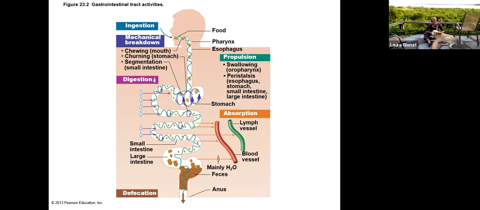And then we follow the system down. Then we have defecation. So, right here, at least in the big squares, they have ingestion, mechanical breakdown, digestion, propulsion, absorption, defecation, and where they occur. But it's helpful to look at.